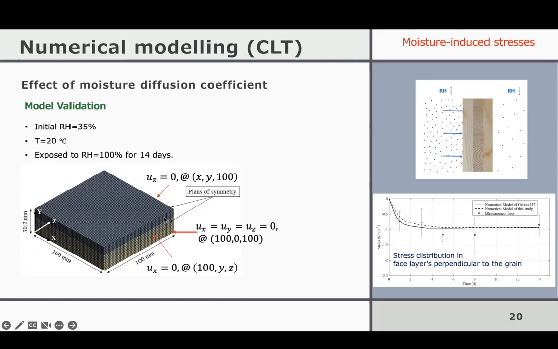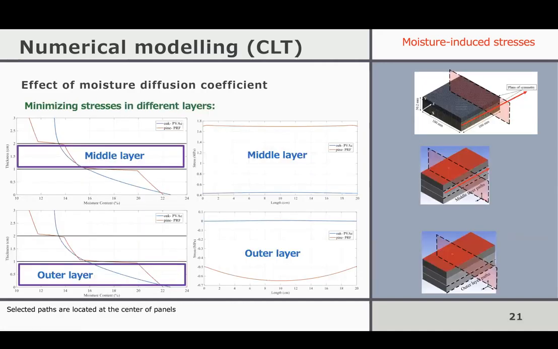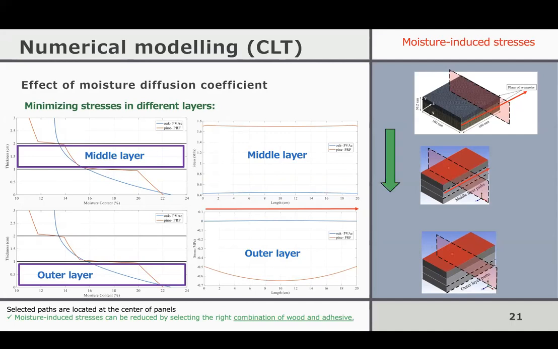Again, here we just model half of the samples, and we can look at stresses in 2 different layers. Interestingly, we see that depending on the wood species and the adhesive we use, these stresses could be reduced quite significantly in each layer. In other words, we can use this FE model as a tool to minimize induced stresses. Moisture-induced stresses can be reduced by selecting the combination of wood and adhesives smartly rather than by trial and error. We can use this as a tool to design more durable products.